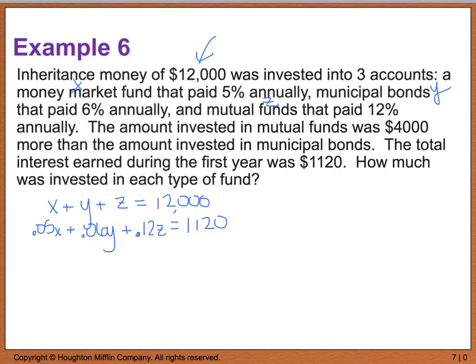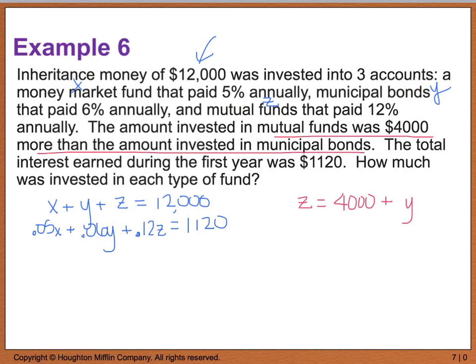Now, the last equation is probably the most tricky. It says that the amount that was invested in mutual funds was $4,000 more than the amount invested in municipal bonds. We have to set that up as an equation. The amount invested in mutual funds, what do we call that? Z. So we'll say z is equal to $4,000 more. So I have $4,000 plus the amount that I put in my municipal bonds. Well, municipal bonds we called y.